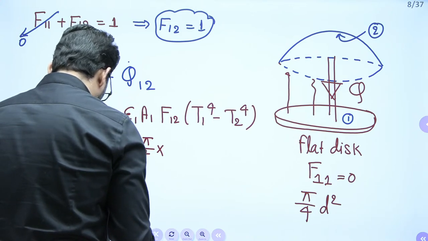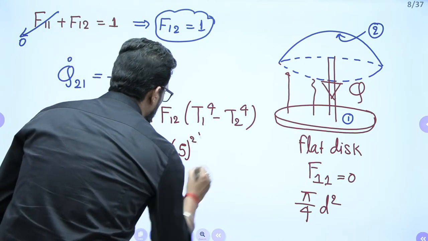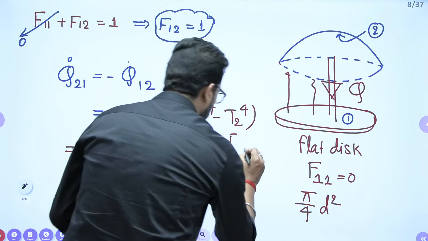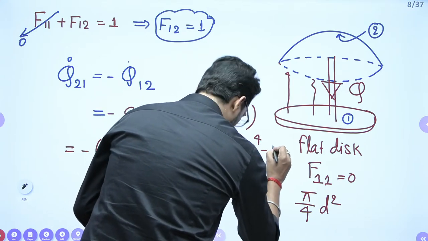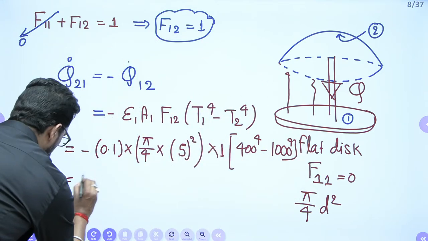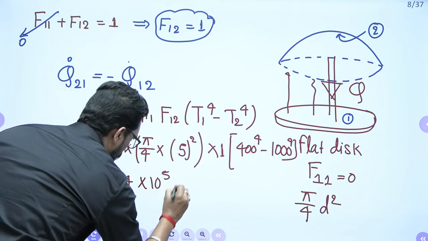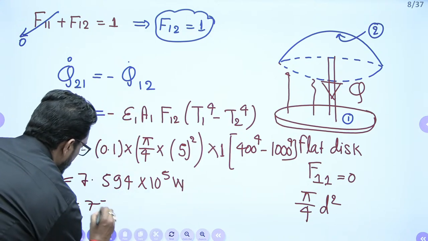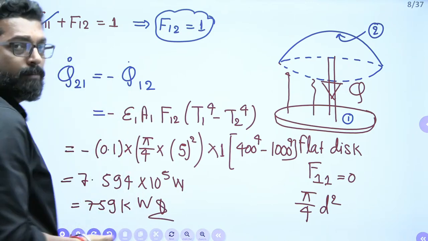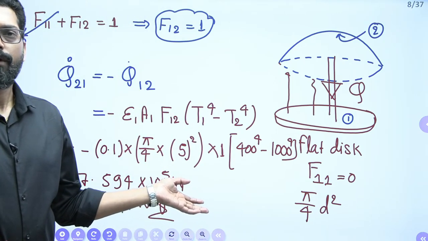I think it is 0.5. No problem. Pi by 4 into 0.5 squared, into F12, which is 1, into the temperatures T1 and T2 given as 400 to the power 4 minus 1000 to the power 4. Now, if you calculate, this will come to 7.594 times 10 to the power 5 watt. That means 759 kilowatt. This is okay, there is no problem in the radiation. It is very okay, beta.